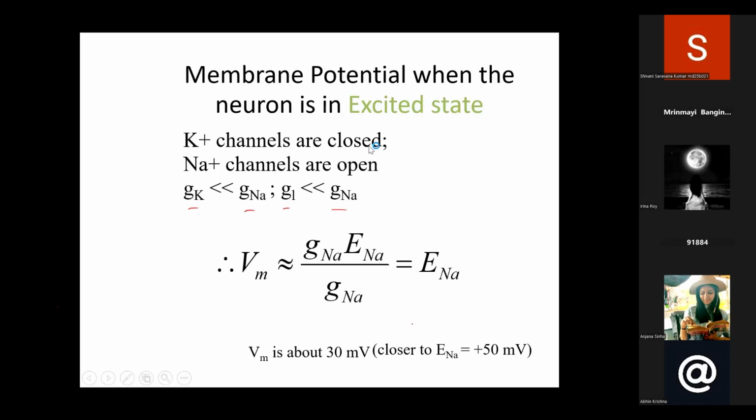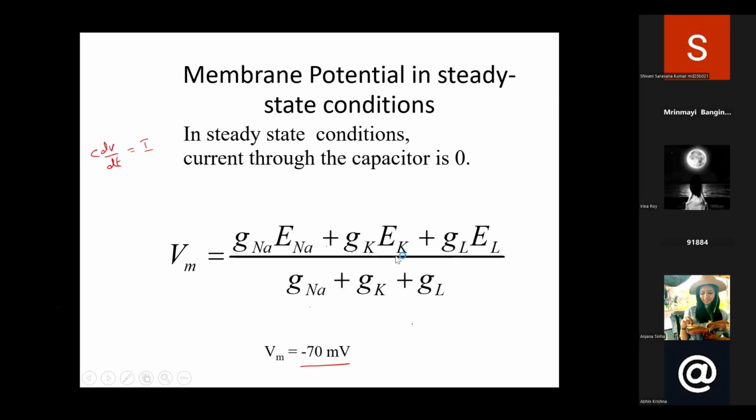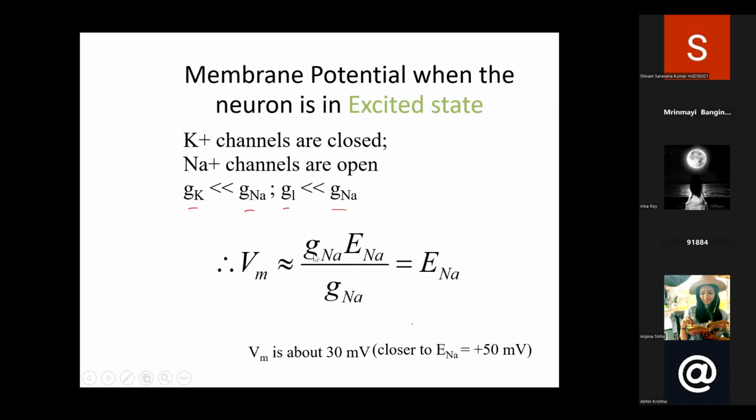Now, in the excited state, let us assume that potassium channels are open, sodium channels are closed. Sorry, other way around. Sodium channels are open, potassium channels are closed. Then the Gna term dominates the summation. So the numerator becomes approximately Gna Ena, and the denominator is just Gna. Then the whole thing is equal to Ena. Ena happens to be like plus 50 or so, so Vm is close to plus 50. Actually, Vm goes up to about plus 30 millivolts or so.